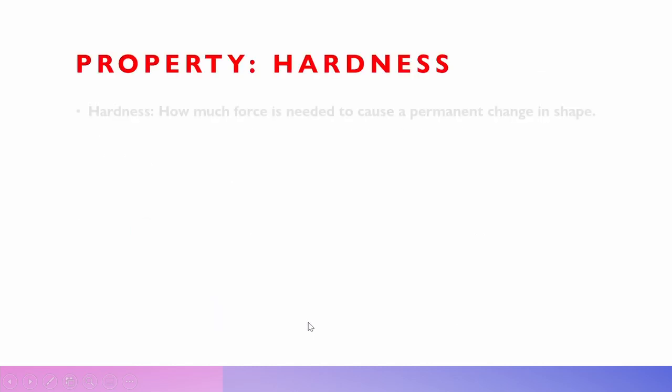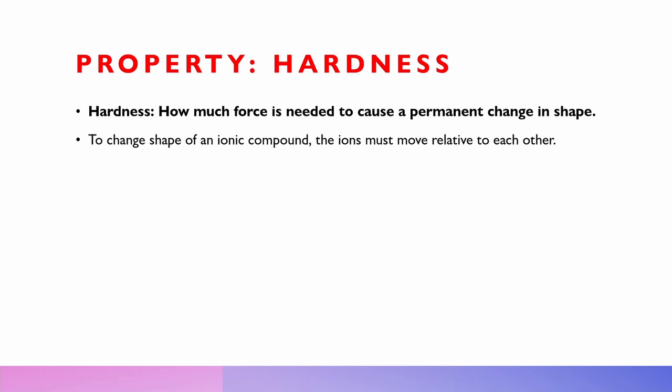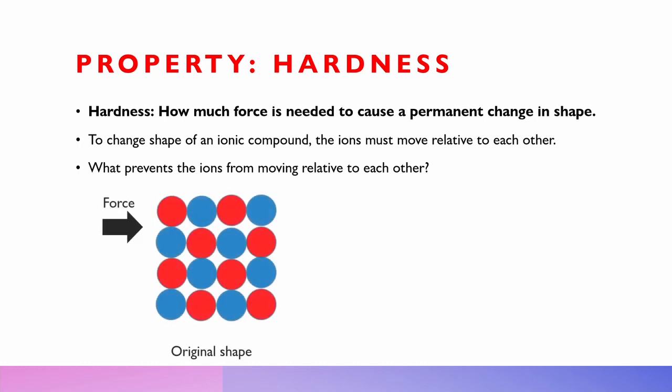Let's start with hardness. Hardness is a measure of how much force is needed to cause a permanent change in shape. In order to change the shape of an ionic compound, or just any substance for that matter, the ions must move relative to each other. But what's preventing the ions from moving relative to each other? What's preventing this ionic compound from being deformed? Well, it's the ionic bonds. Ionic bonds is a class of strong chemical bonds. The strong attractive forces of ionic bonds prevents the ions from moving relative to each other. So the more force is needed to change the shape of a substance, the harder the substance is.